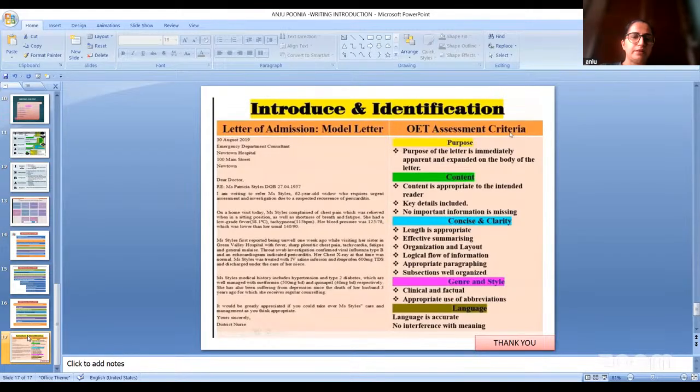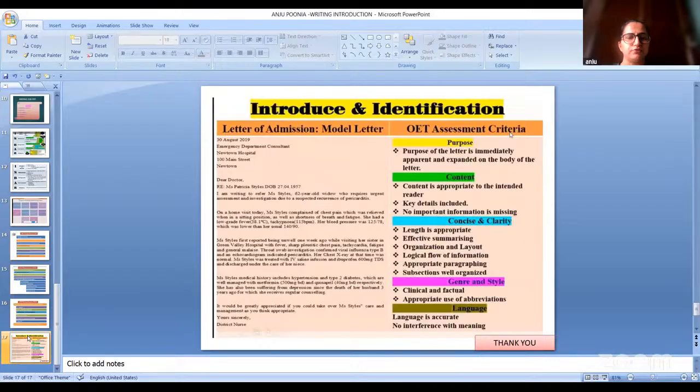Here is a model letter, dated 30 August 2019. It's the date, in the writing format, and it's the emergency department consultation. This information is not for the patient. When we are writing to someone in that department, all this information is mentioned. Then comes Dear Doctor, because we are writing to someone. The regarding line is part of the format. We need to mention the patient name and date of birth. Sometimes the date of birth is mentioned in the writing task this way, and sometimes it says the patient is 70 years old. So it's a different format.